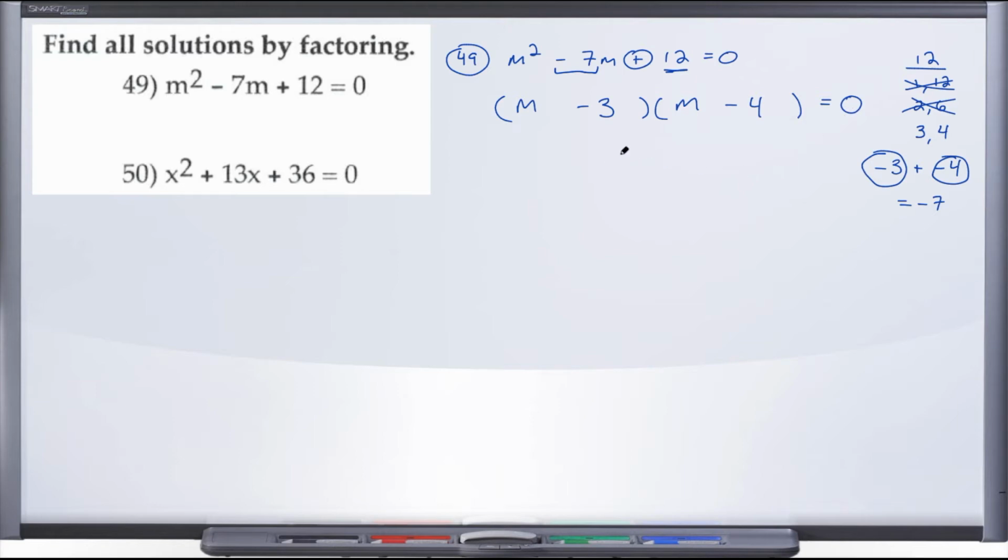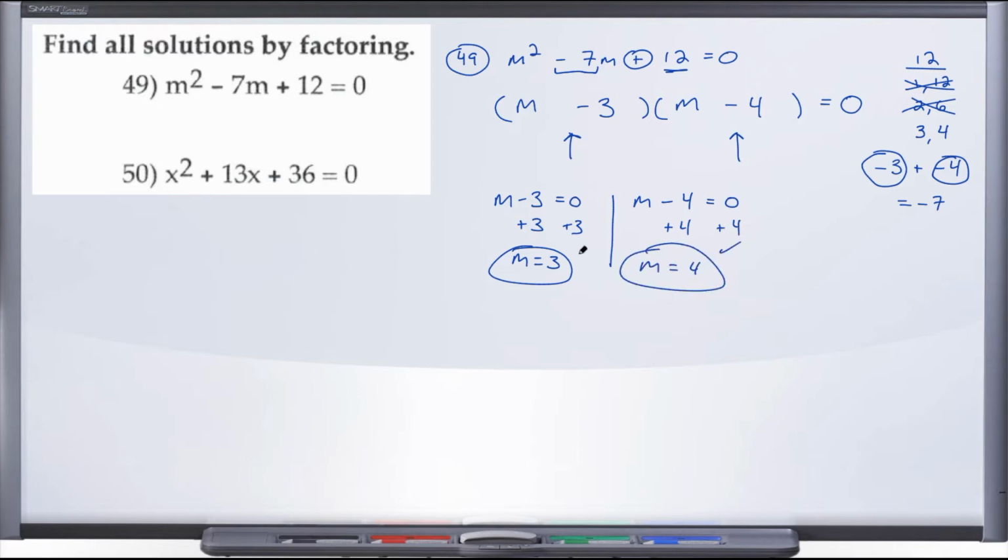So now we're going to set each of these factors independently to 0 and solve. So we have m-3 equals 0 and m-4 equals 0. And so now let's go ahead and solve. We'll add 3 to both sides, and that gives us m equals 3. Here we'll add 4 to both sides, and that gives us m equals 4. And there you have it.